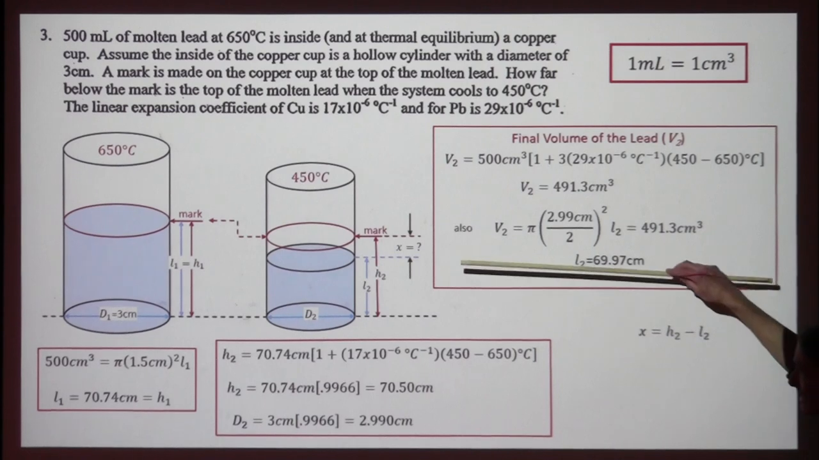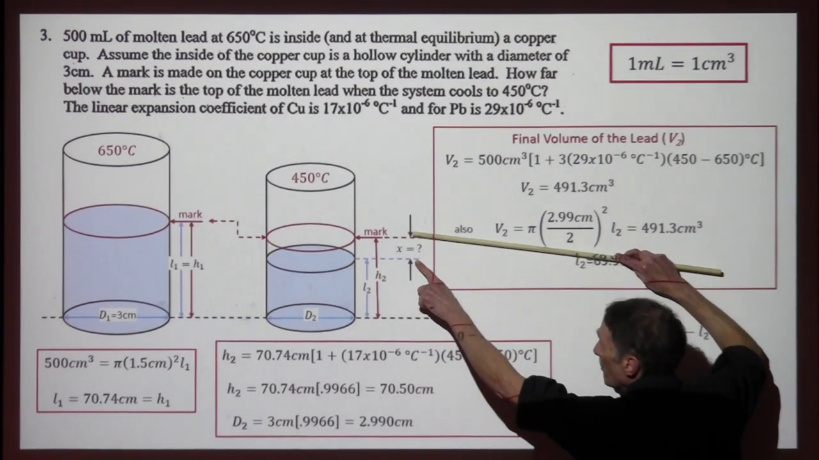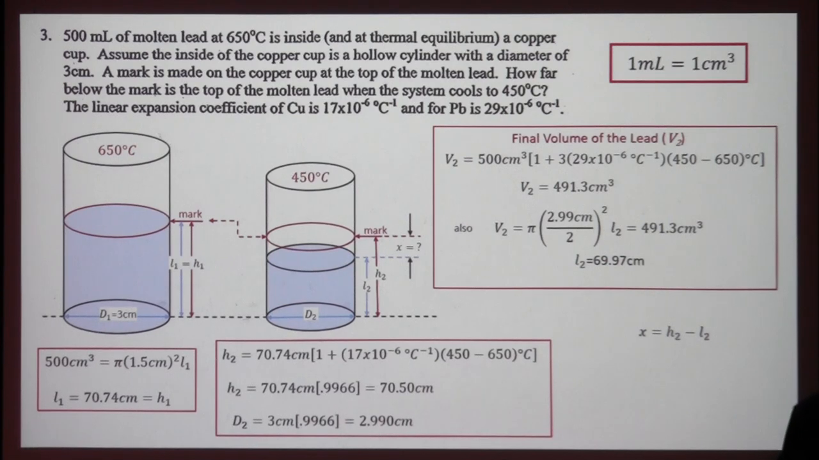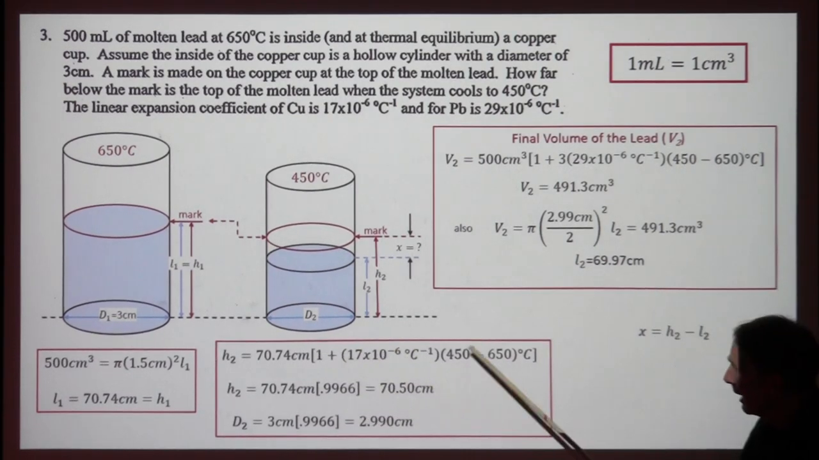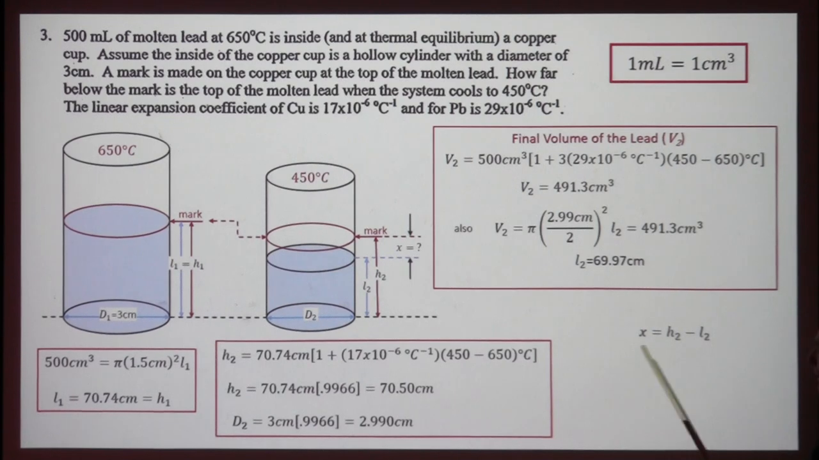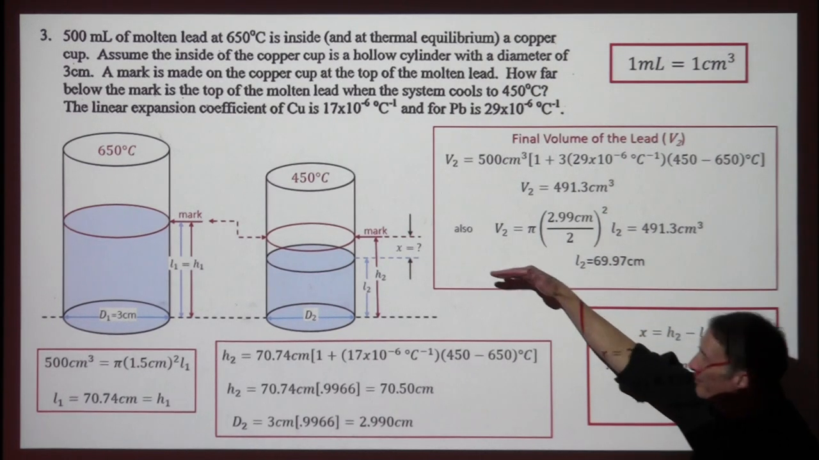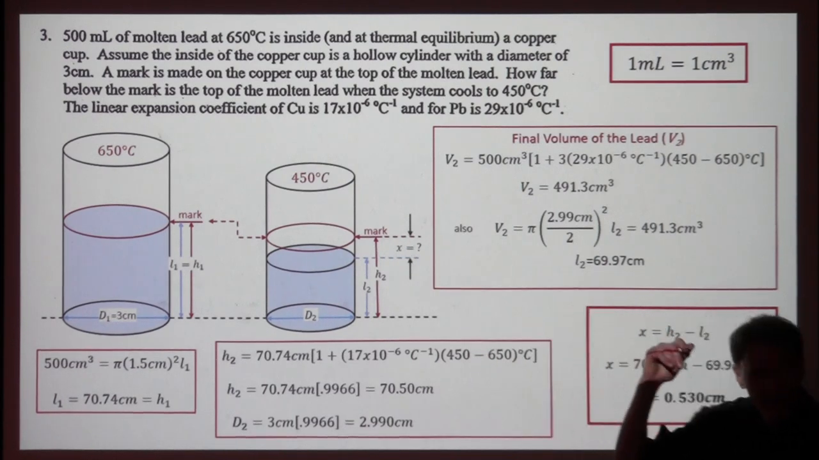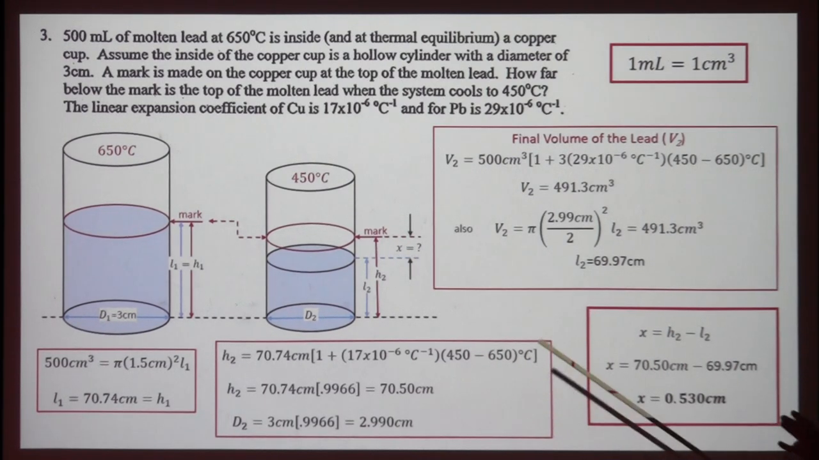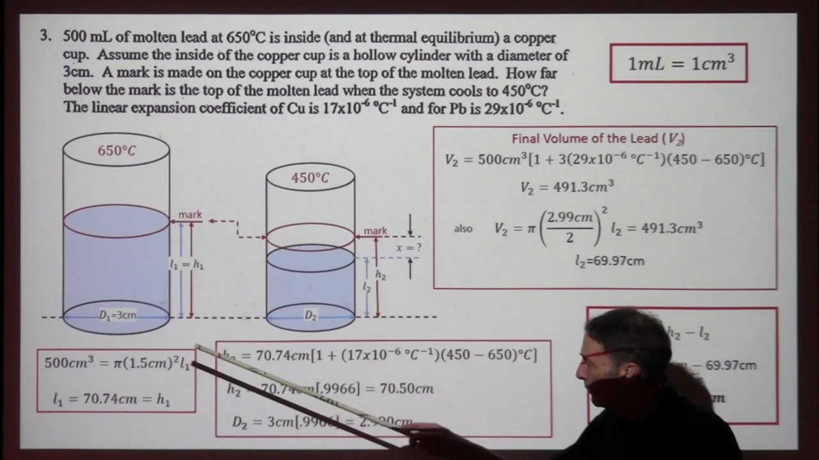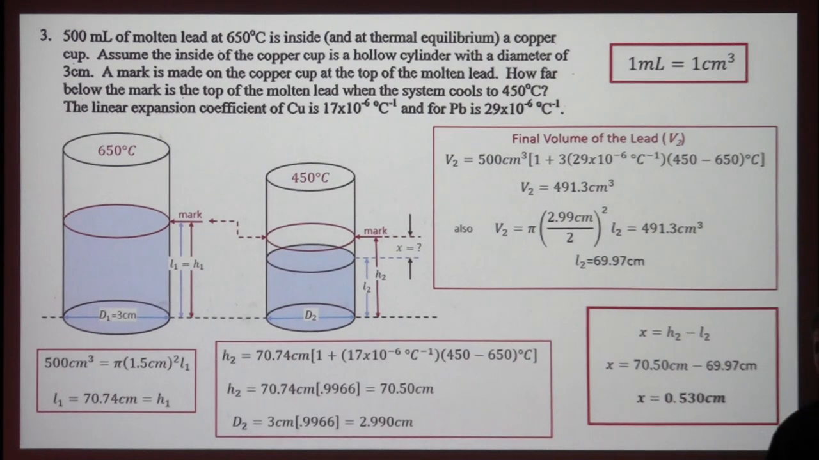And x, he's asking, how far does this sit below the mark? We can take the fact that we have H2, the height of the mark, and then also now the height of the lead, and we can take the difference of those two and come up with our answer. It's going to sit about a half a centimeter below that mark. Okay, does that make sense? Kind of going through this quickly, but this is relatively straightforward stuff, but you definitely have to keep your wits about you as far as doing the problems. I thought this is a good representative one.